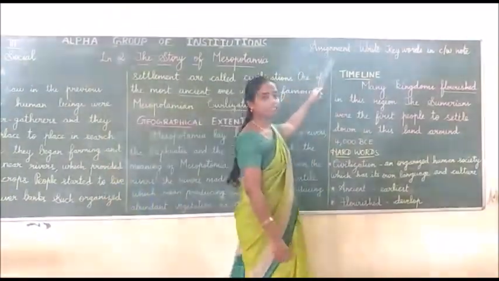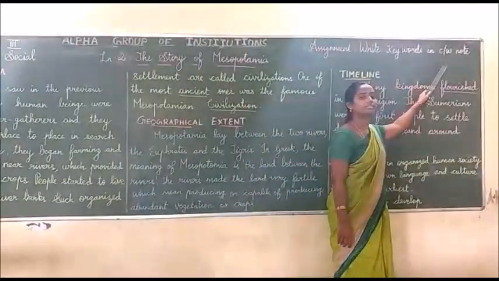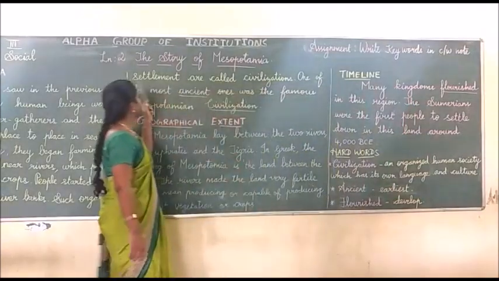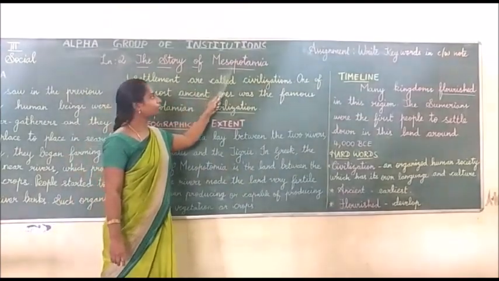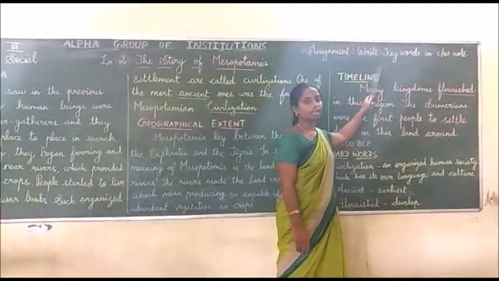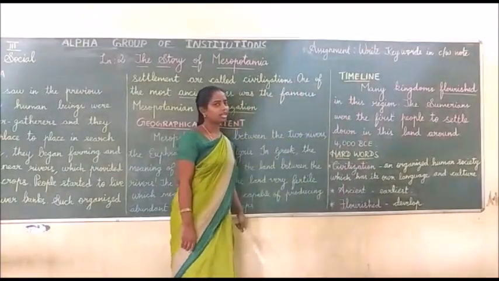When we move to the assignment, you are going to write keywords in your class note. Take a new page, children. You have to write lesson number 2, the story of Mesopotamia as a heading, and put the first letter long as a keyword. I have given 10 keywords as a PDF which is attached in this file.